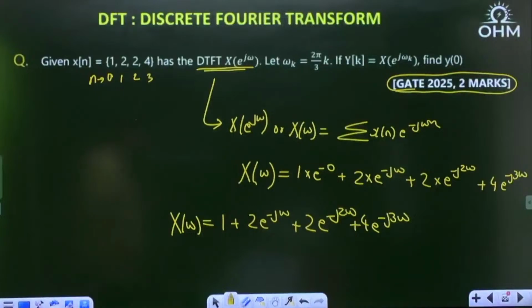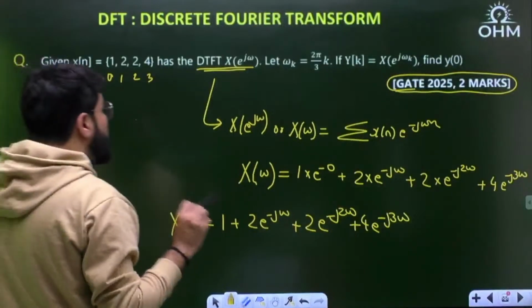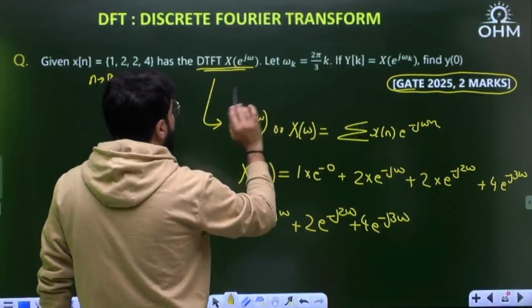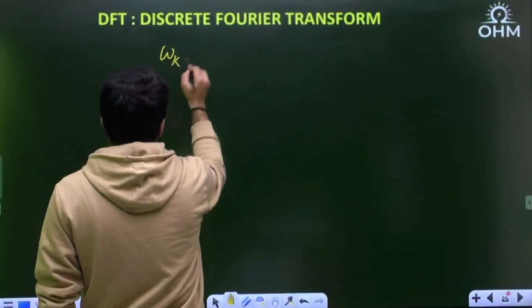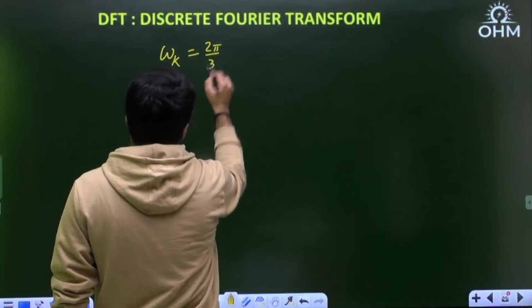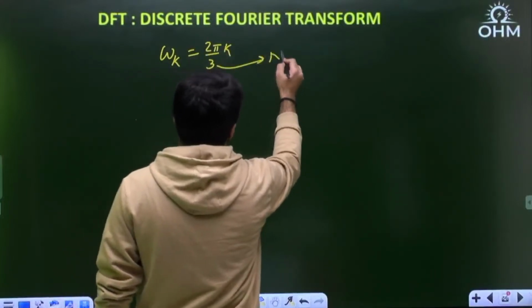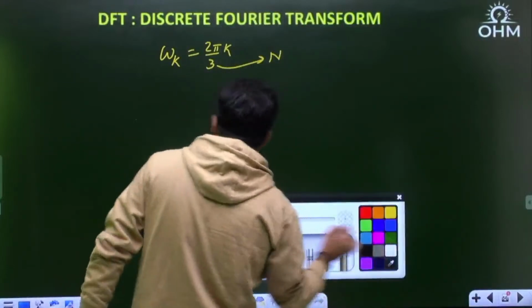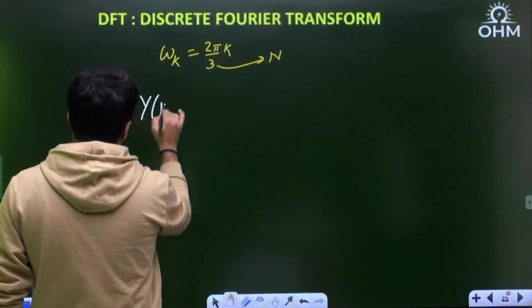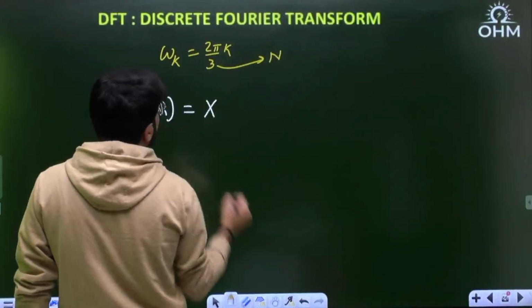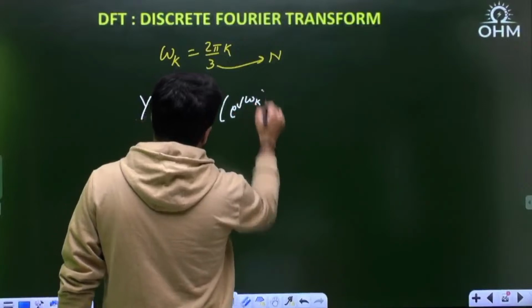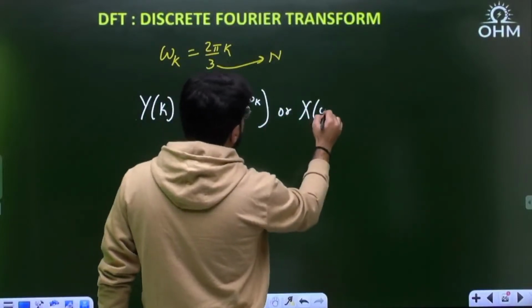Clear now? Now, let omega k is equal to 2 pi by 3 into k. That means if they have defined omega k as 2 pi by 3 into k, this 3 is the N, the period or the length. Okay, now they say that let y[k] equal to how much? X of e power j omega k, omega replaced by omega k, or simply X of omega k.